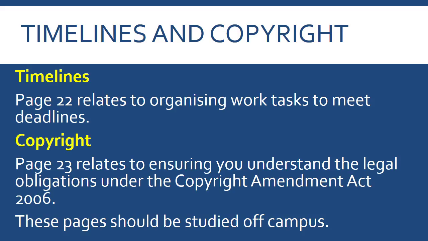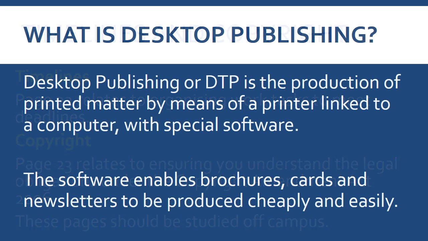More homework reading, pages 22 to 23, discussing timelines and copyright. Please study these off campus. So what is desktop publishing? Desktop publishing, or DTP, is the production of printed matter by means of a printer linked to a computer with special software. The software enables brochures, cards, and newsletters to be produced cheaply and easily.